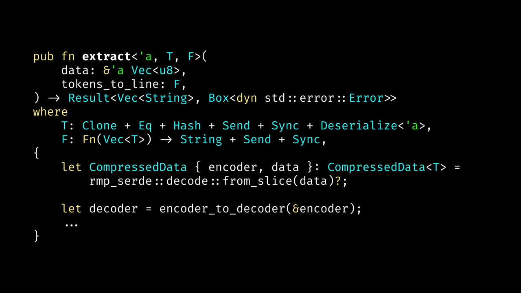Now we can compress the data, but how do we extract the data? We only expect to get a reference to a vector of bytes as our data. And we also accept a closure, which is called tokens_to_line, because now we need to do the reverse transformation.